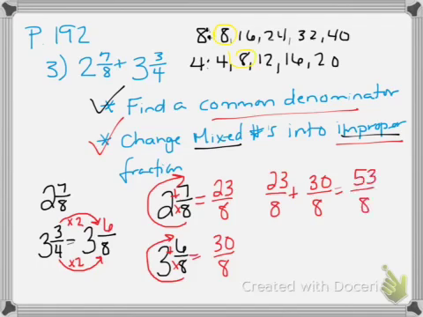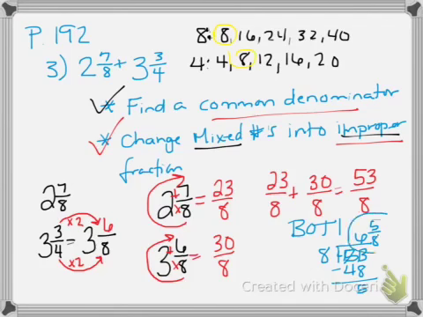I'm almost done. I just finish this by changing my improper fraction back into a mixed number by using the bow tie method. So we will do 53 divided by 8, and 8 goes into 53 6 times, and 6 times 8 is 48. And 53, let's see, 13 minus 8 is 5, 4 minus 4 is 0. So I have 6 5/8, and I am done.